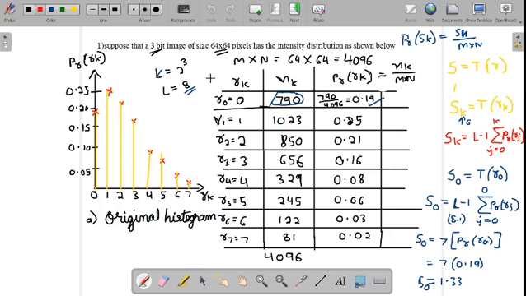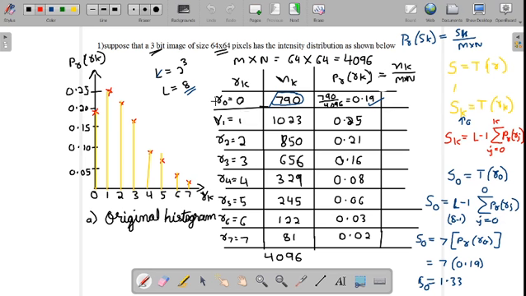So what will be given is a 3-bit image and the size is 64 cross 64. Since it is 3-bit, L equals 2 to the power of k. Here k is 3, 2 to the power of 3, so L is equal to 8. There will be 8 levels, 0, 1, 2, 3, 4, 5, 6 and 7.